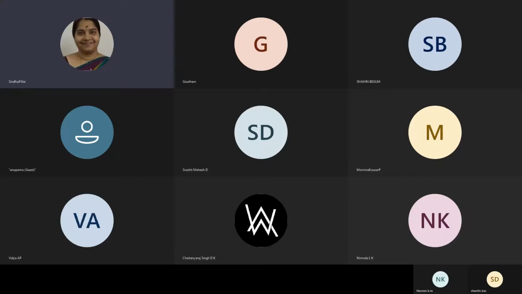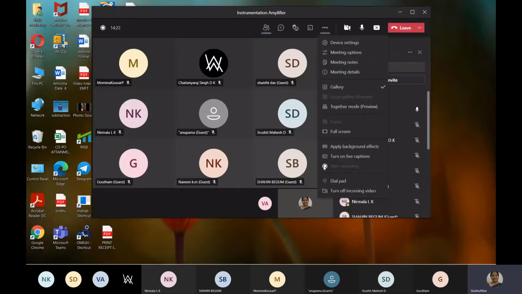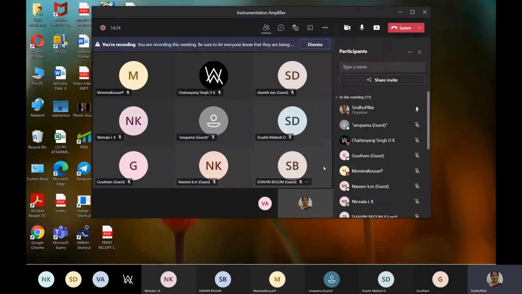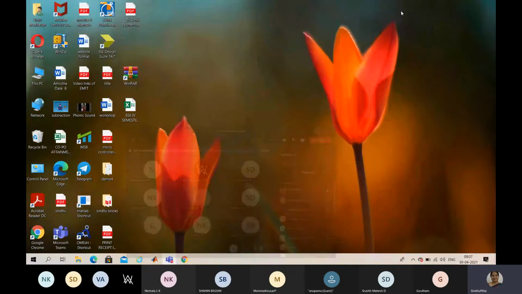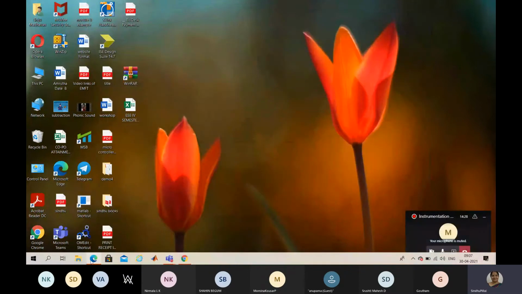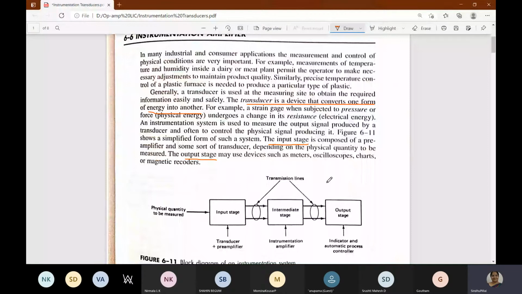Amplifier, where the very important part is the bridge. Okay, the bridge circuit. For this bridge circuit, our amplifier will be added. So the instrumentation amplifier, why it is required, that is important here: to measure and control the physical conditions. To measure and control the physical conditions, we require this instrumentation amplifier.